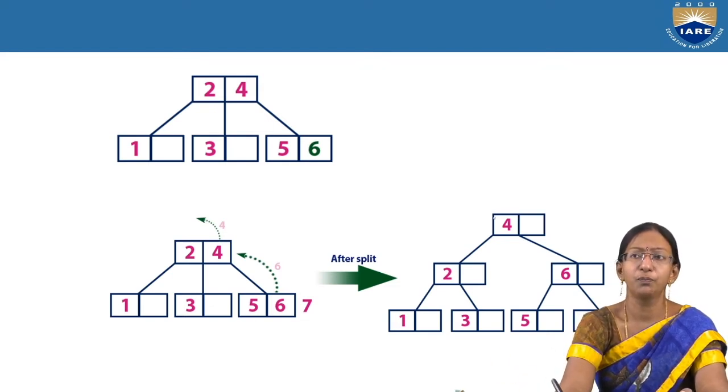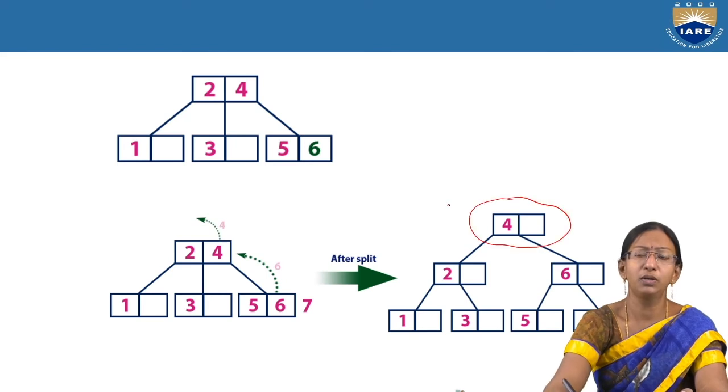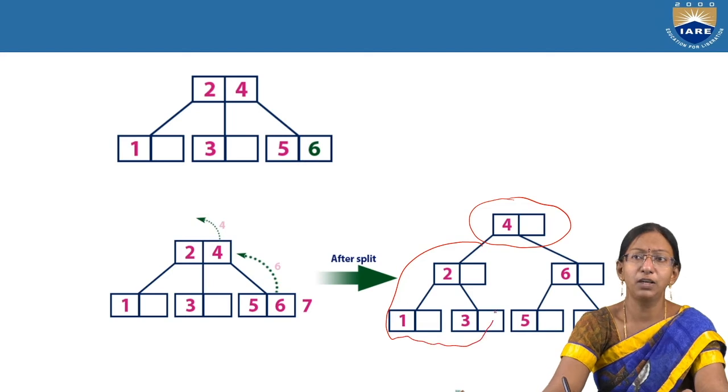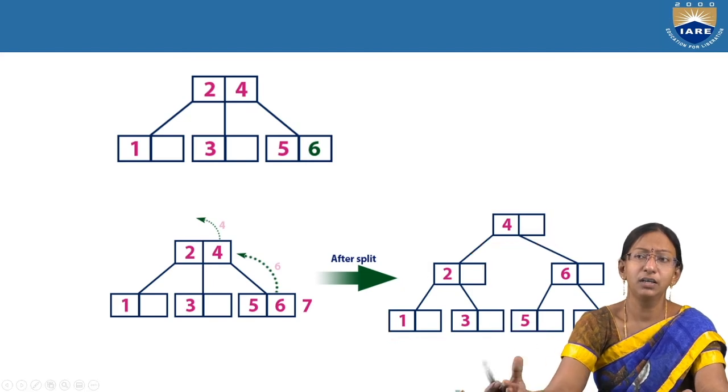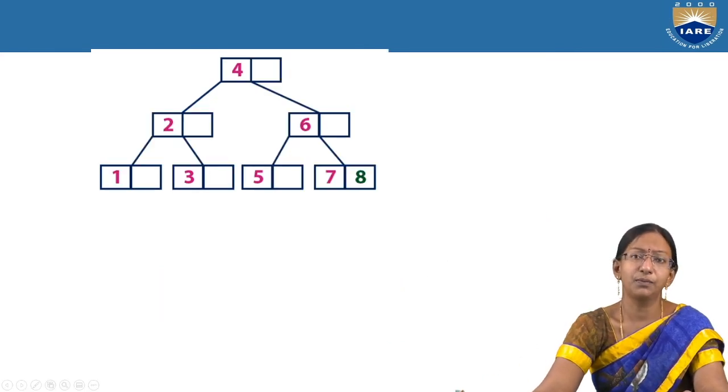Have a look at this picture. So 4 is the new root whose left subtree is headed by 2 and right subtree is headed by 6. Right? Great. Let's insert 8.